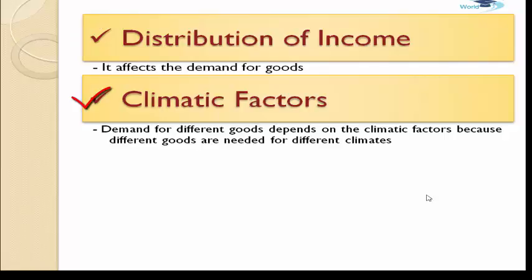Then, climatic factors. The demand for different goods depends on the climatic factors because different goods are needed for different climates. For example, the demand for ice, fans, ACs, cold drinks, cotton clothes, etc. increases in summer. Likewise, in winter, the demand for heaters, blowers, hot drinks, woolen clothes, etc. increases.